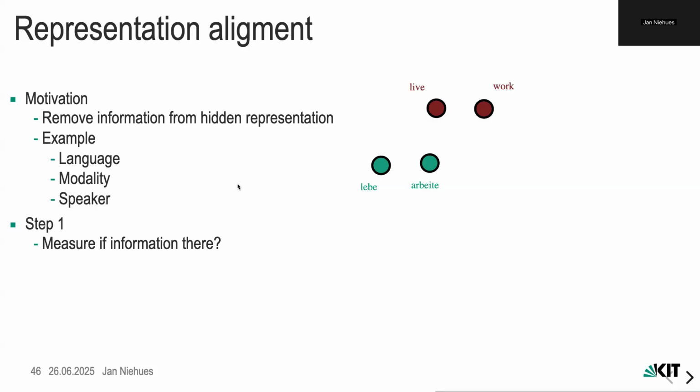Can we find out, when we have only these points, whether it's clear that some are German and some are English?